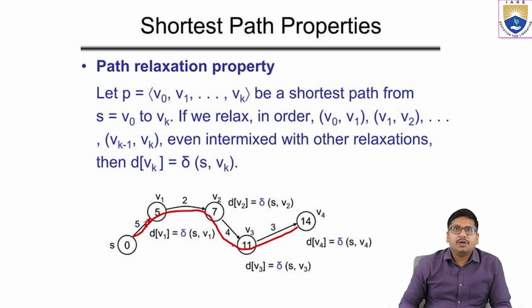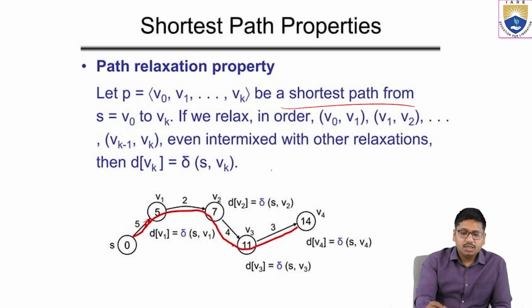And the path relaxation property: p equal to v0 to vk, that should be the shortest path. Then if we relax the edges in order, that should hold even if intermixed with other relaxations.